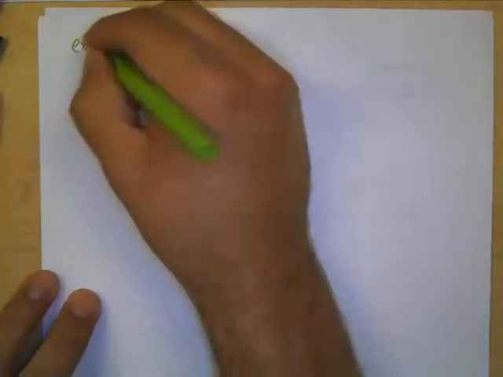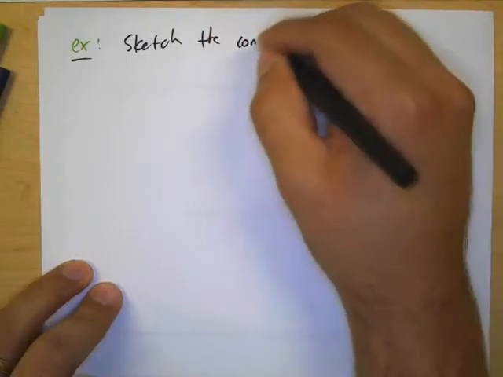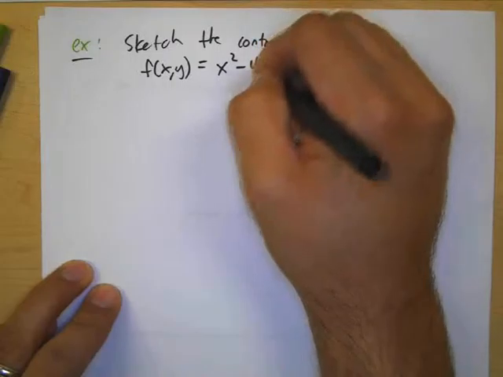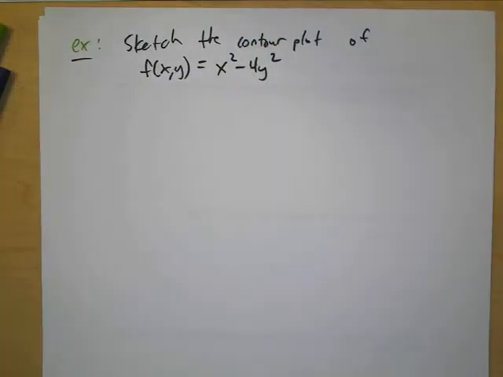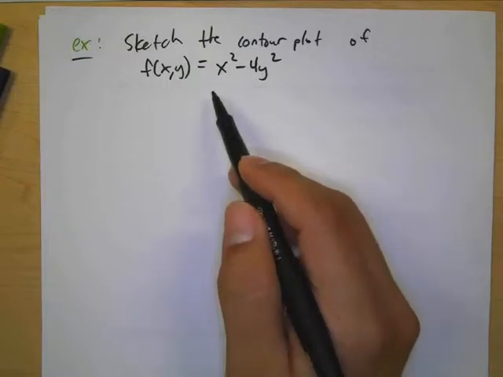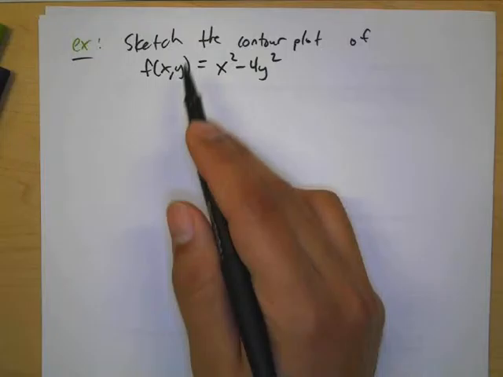That's a level curve, contour plot, and let's go ahead and try an example here. Sketch the contour plot of f of x, y equals x squared minus 4y squared. So, if you don't know what this is going to look like, this is going to be a hyperbolic paraboloid or a Pringle or a horse saddle or whatever you want to call it. So this is going to be one of the more interesting contour plots that we'll draw.